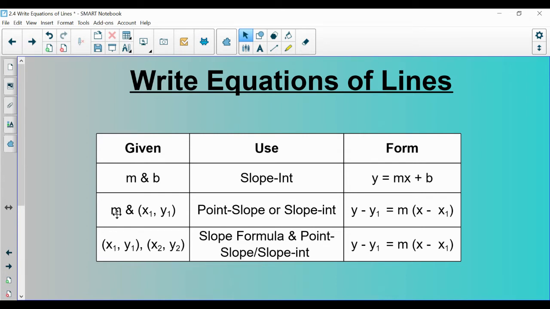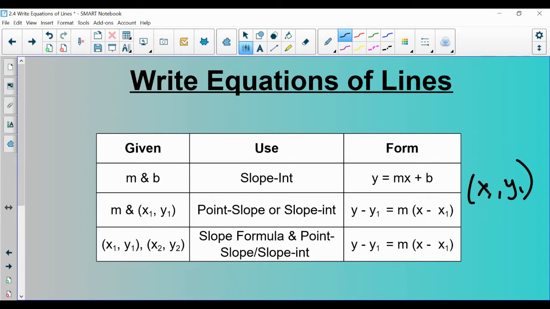If we are given the slope and a point, you may use either point-slope form, or you may use slope-intercept form, and I don't really care which one you decide to use to write the equation. This here is point-slope form, and of course, this would be slope-intercept form. Point-slope form uses the slope and a point. The point would be x1 comma y1. So whatever the x-coordinate is would go there, and whatever the y-coordinate is would go there. If you are given two points, then first you need to use slope formula. And then you can decide whichever one you like better, point-slope or slope-intercept form, and write it as such.